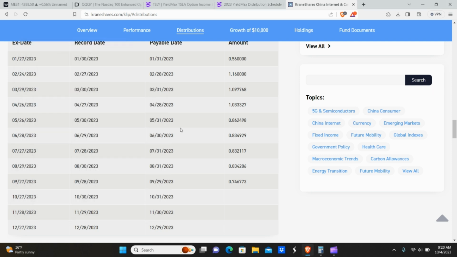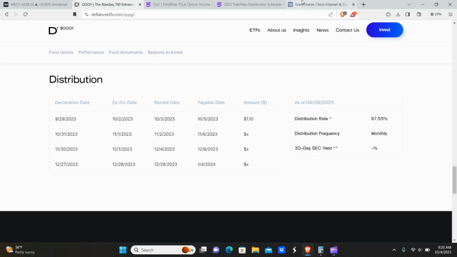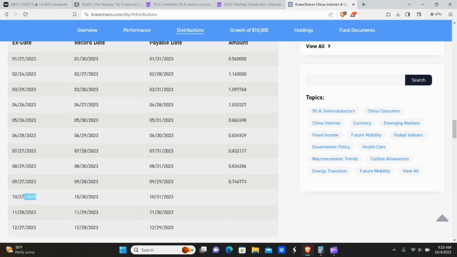And you could also put the dividends from the YieldMax ETFs into these two, into KraneShares KLIP, and then into QQQY. So you'd pretty much stop investing in KLIP on the 27th, maybe even on the 26th if you want to be early about it. Then you get paid on the 31st.